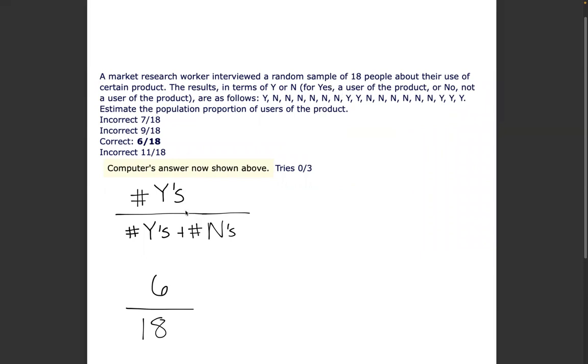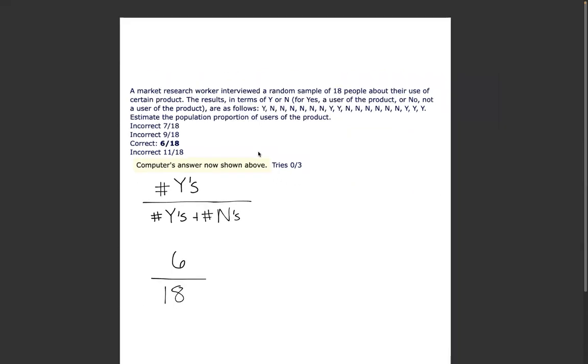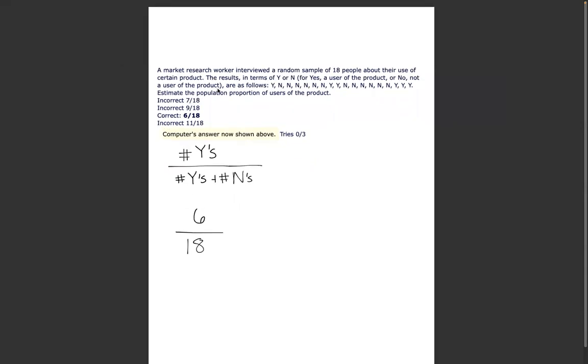So to find that proportion, we want to find the number of Ys and divide that by the total, which is the number of Ys plus the number of Ns. So if you count up the number of Ys, we have 1, 2, 3, 4, 5, 6. And then if you count up all of these, or they give you also the total here, that's 18. So you would get 6 divided by 18 as the population proportion of users of the product.